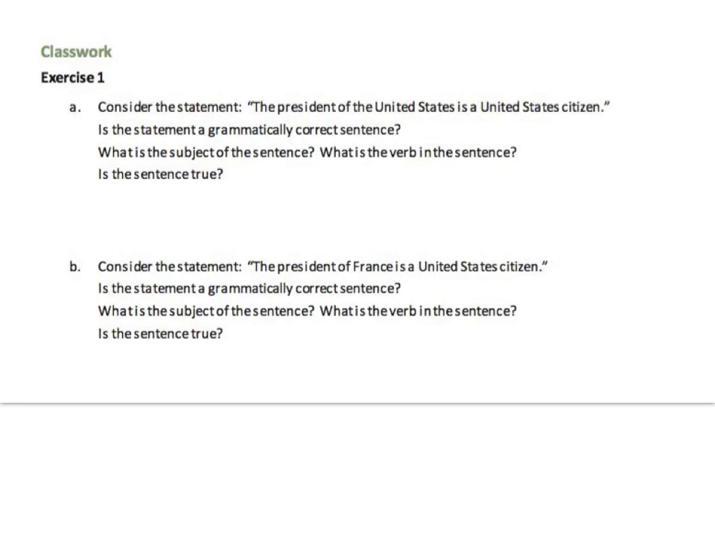Exercise 1. Consider the statement, the President of the United States is a United States citizen. Is the statement a grammatically correct sentence? Yeah. What is the subject of the sentence? Subject, I'm going to say, is the president. What is the verb in the sentence? Is. Is the sentence true? Yes, it is, because the president is a United States citizen.